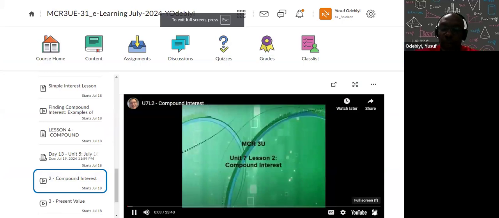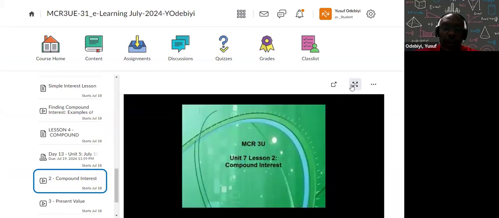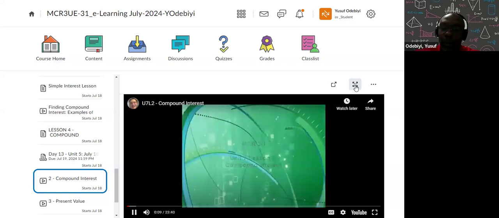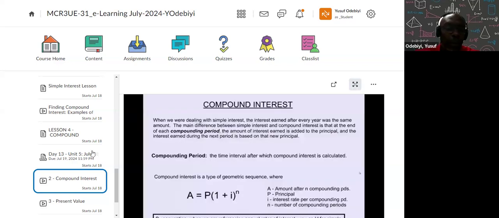Money, money, money, must be funny in a rich man's world. When we were talking about simple interest in the previous lesson, it was, well, pretty simple to understand.